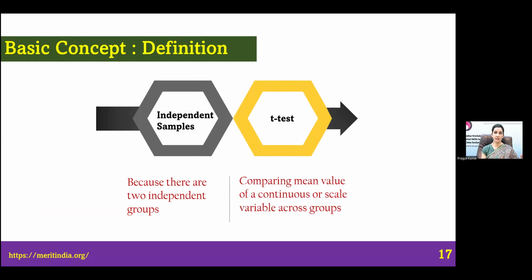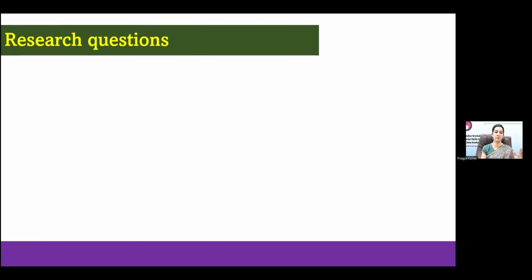And the next is the t-test. What is a t-test? You are comparing the mean value, and hence the statistic which the software yields is the t-statistic. Based on the t-statistic, it calculates the p-value. That's why it is known as the t-test. So it is an independent sample t-test because there are two independent groups, and we compare the mean value of a continuous variable or a scale variable across groups.